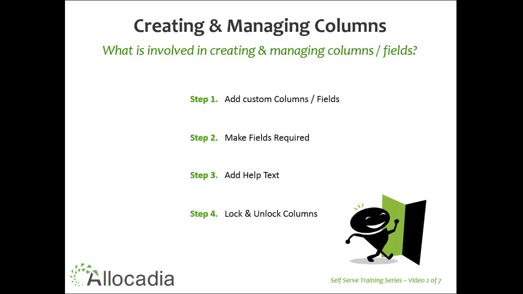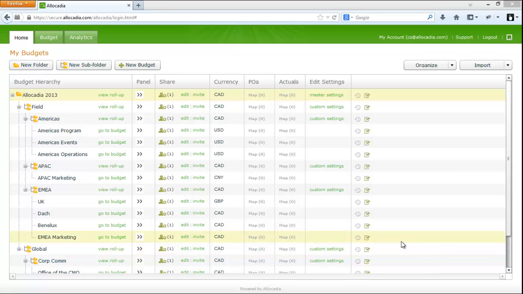Let's head into the application. Log into your Allocadia account. If you don't have an account, go to allocadia.com to sign up. On the Home tab, you will see your company's budget hierarchy. The budget hierarchy is an organizational structure of folders, subfolders, and budgets.